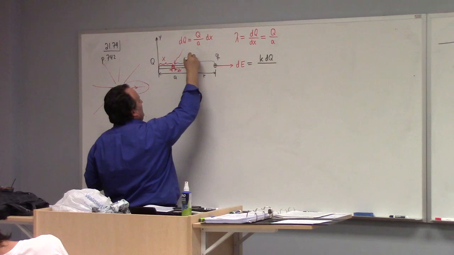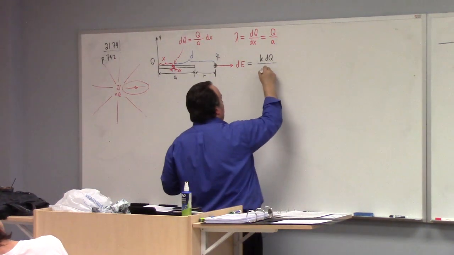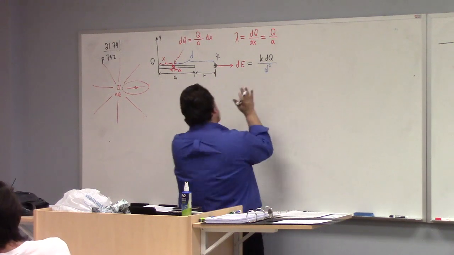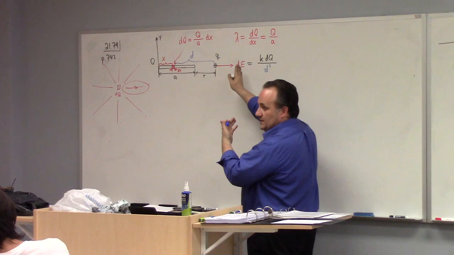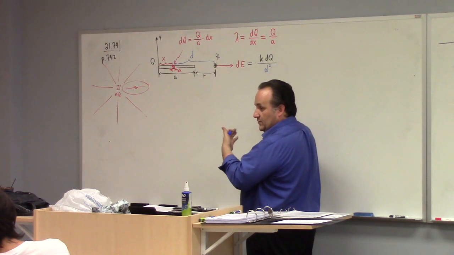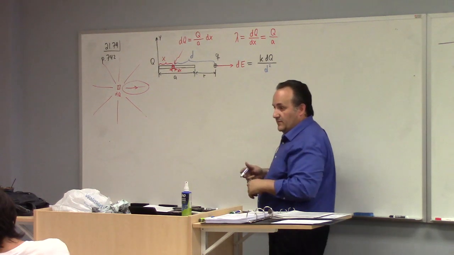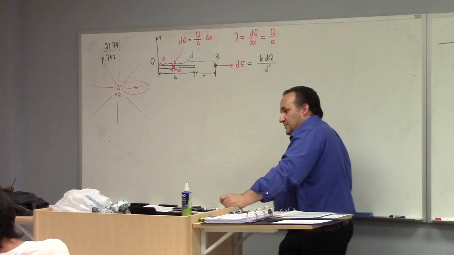Oh yeah, let me just tell you what. Let me be boring and just call it d for a second. So k dq over d squared. That's the formula for the electric field because it's the charge times the constant k divided by the distance squared. This is the Coulomb force, the Coulomb field formula. Same thing we were using in the last example.